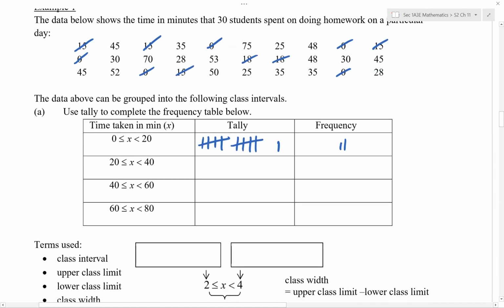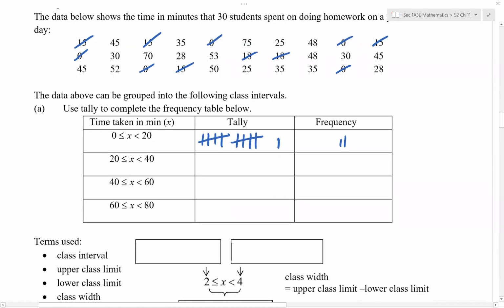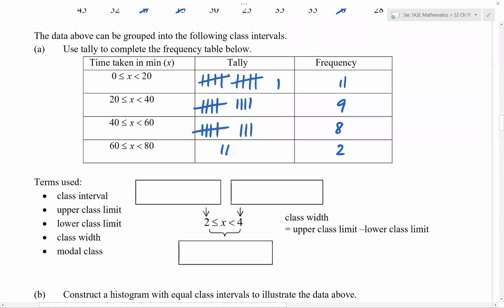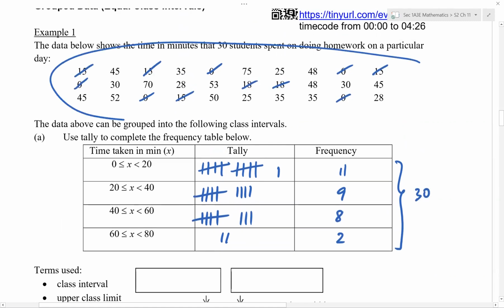You continue with this counting, make sure you do it accurately. This is what you should see: 9 in the next class interval, 8 in the next class interval, and finally 2 in the final one. Always make it a habit to do a sum. We see that there are 30 numbers over here. Check that you have 30 numbers so that it means you did not miss out any number or double count.